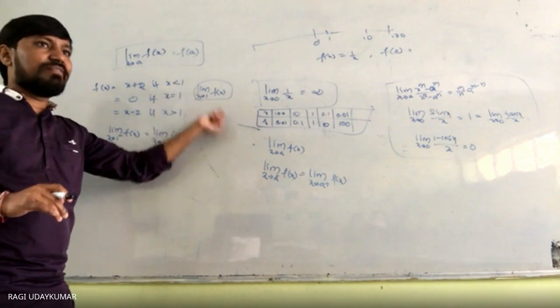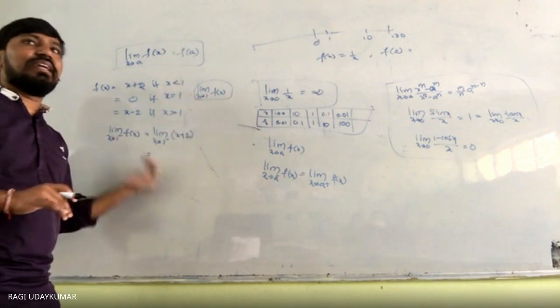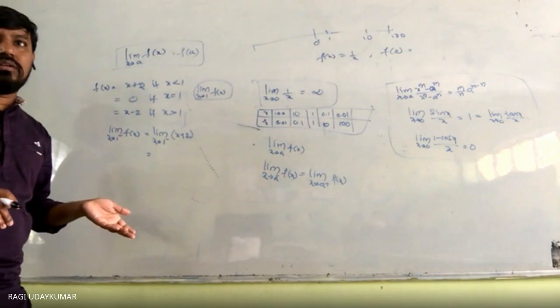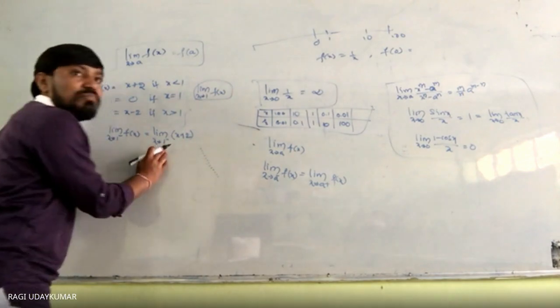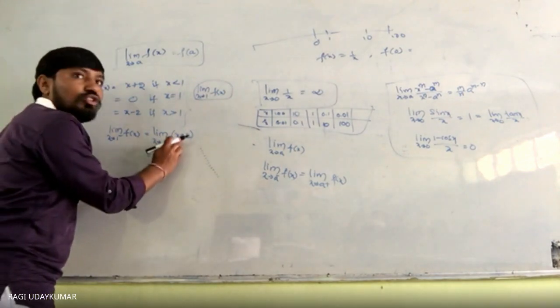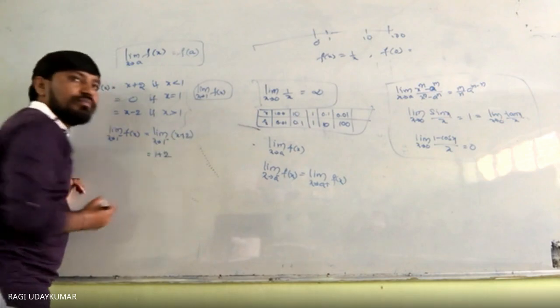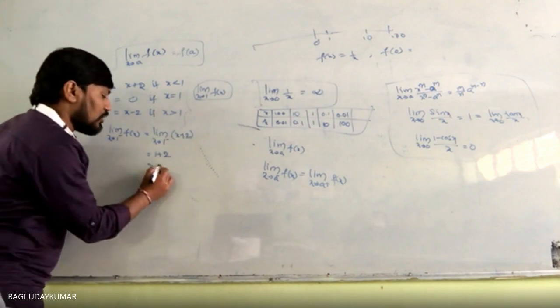In case 5, if it is asking you to find the limit as x tends to 5 of f of x, there is no need of finding the left hand limit and right hand limit. Directly you can find it. And here in this case, for 1 minus, whenever it is given to you, 1 should be substituted here. So 1 plus 2, which is equal to 3.